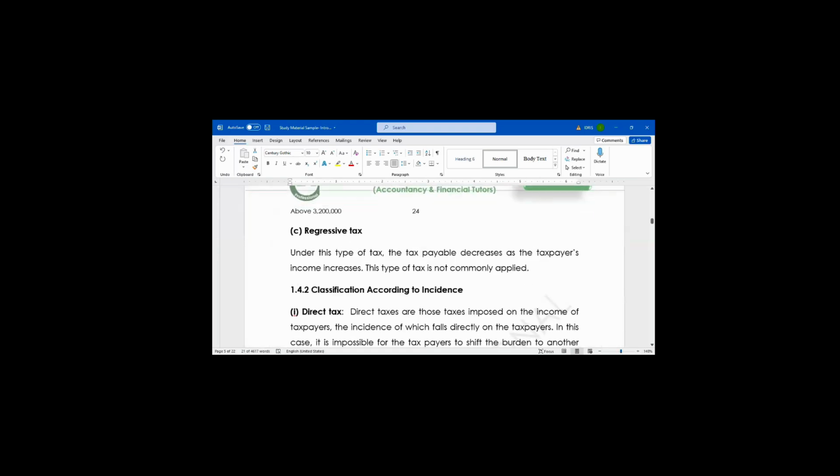That is regressive. Under regressive, it is a system where the tax rate decreases as the income level increases. That means regressive tax favors the rich more than the poor, but progressive tax favors the poor more than the rich.